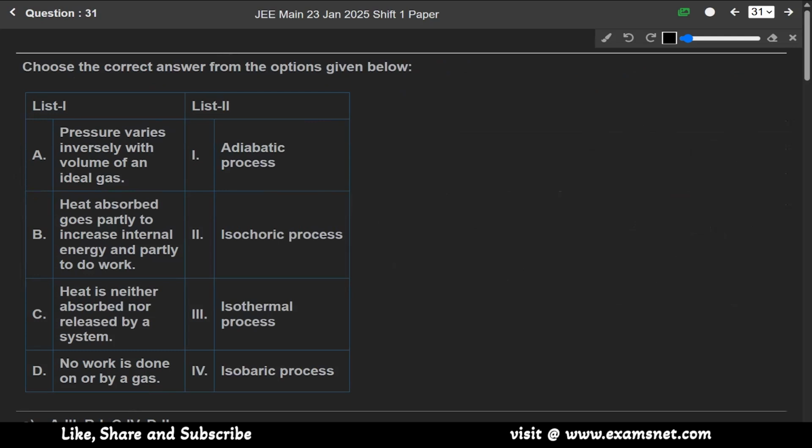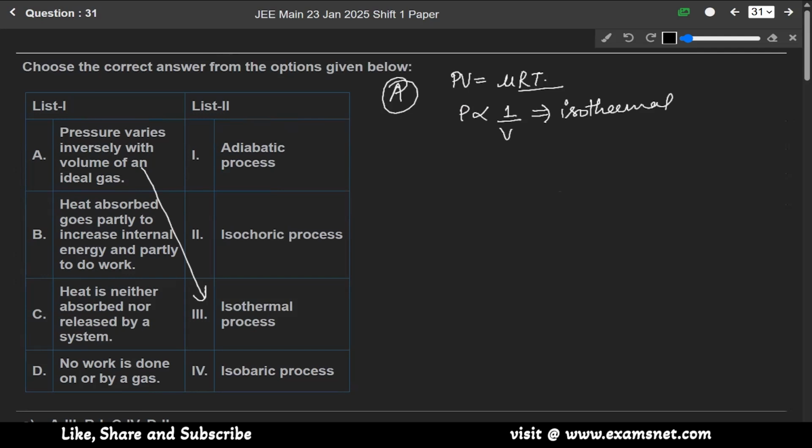Now next question 31. Choose the correct answer from the options given below. These are adiabatic process, isochoric, isothermal and isobaric. So in list A, 1, pressure varies inversely with the volume of an ideal gas. Since for an ideal gas, we know that PV equals mu RT, so from here, we see that P is directly proportional to 1 over V. Since it is inversely proportional to V, it means it is an isothermal process. So A matches with the third one.